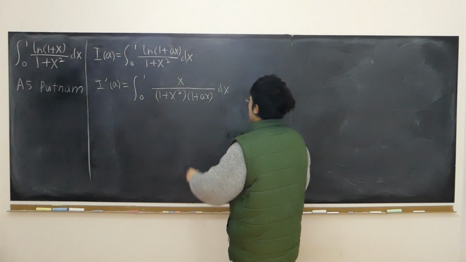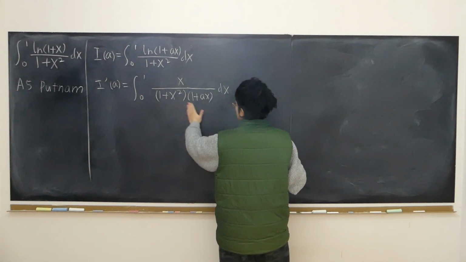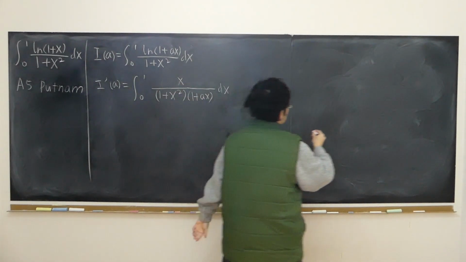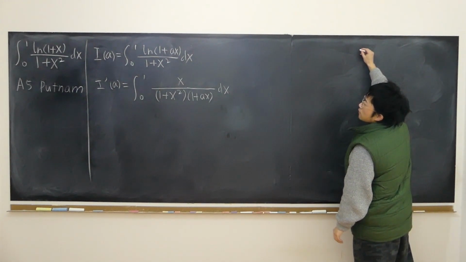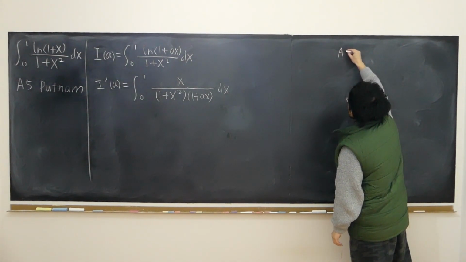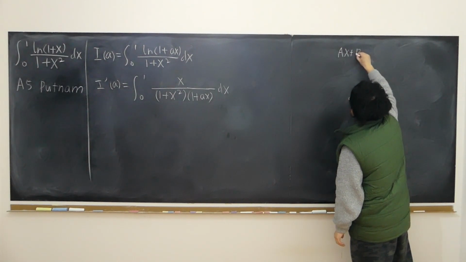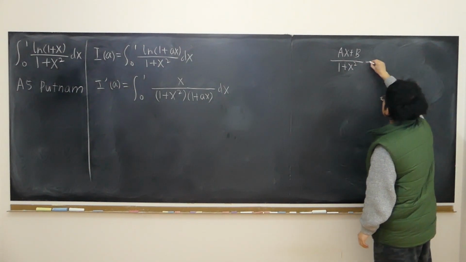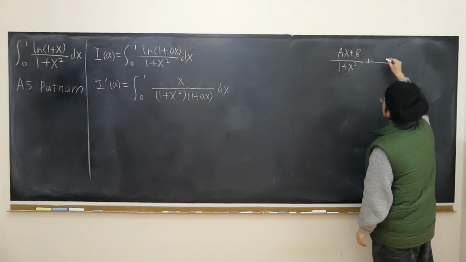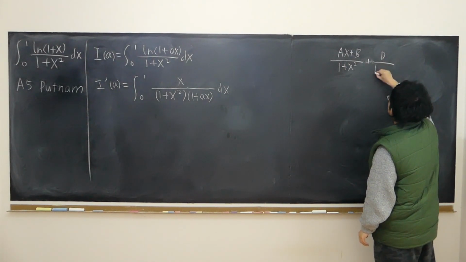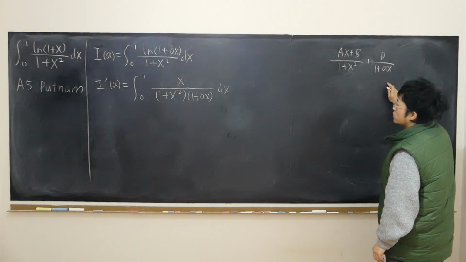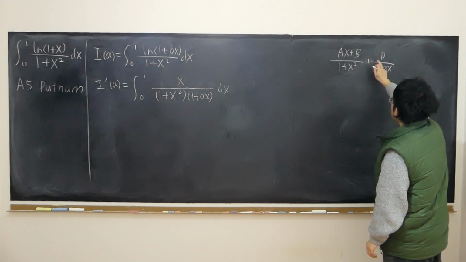Now we can deal with this quantity using splitting of the rational function. So this quantity, let me just rewrite it as capital A x plus b over 1 plus x squared plus d over 1 plus ax. Split it into those two rational expressions. We're going to figure out the values of A, b, and d later.